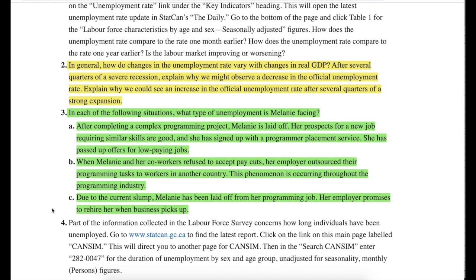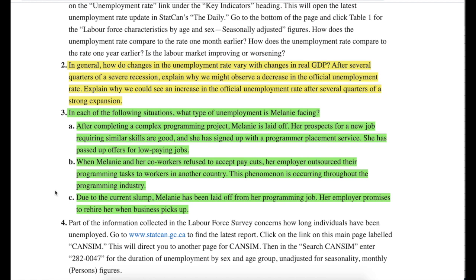And in the last part, explain why we could see an increase in the official unemployment rate after several quarters of strong expansion. This is because people start looking for work. People who were originally out of the labor force start looking for work when they see that the economy has improved.